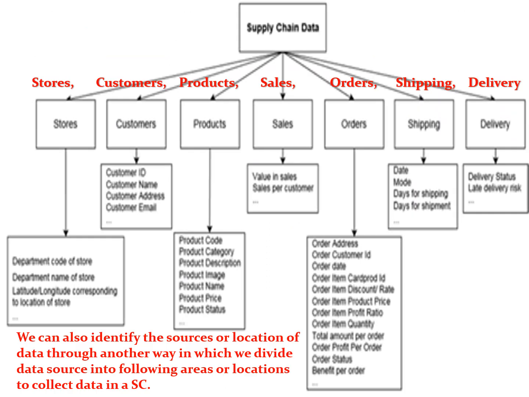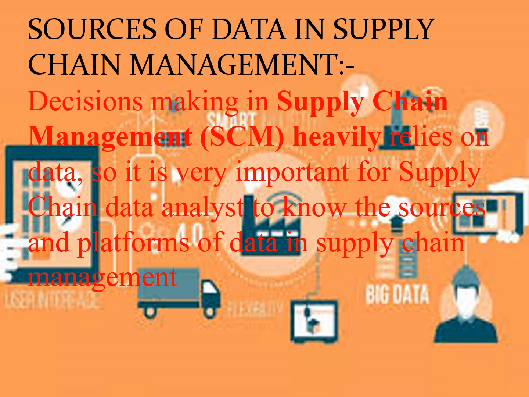We can also identify the sources or locations of the data through another way, in which we divide data source into the following areas or locations to collect the data in a supply chain, like stores, customers, product, sales, orders, shipping and delivery. After discussing the framework of supply chain management using data analytics, now let's discuss the sources of data in supply chain management in detail.